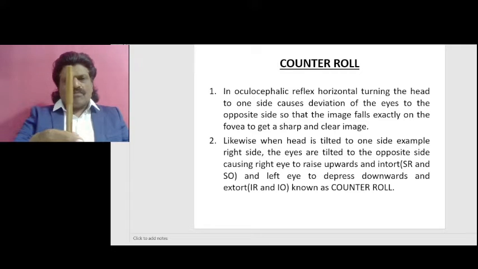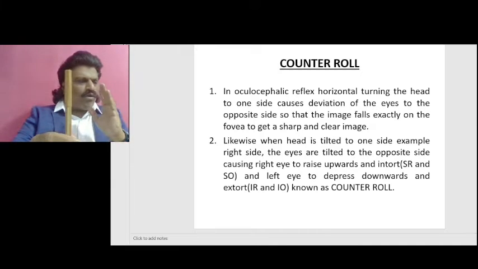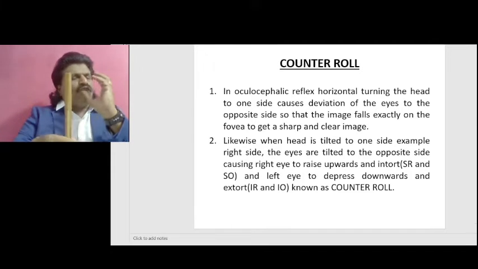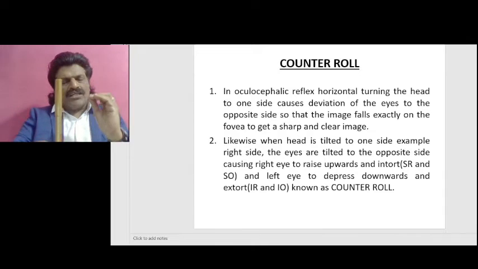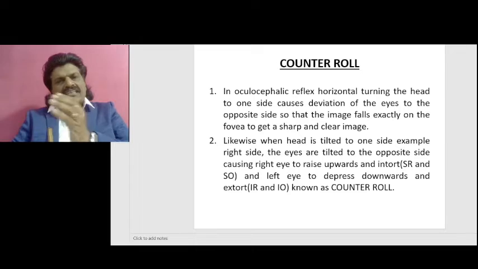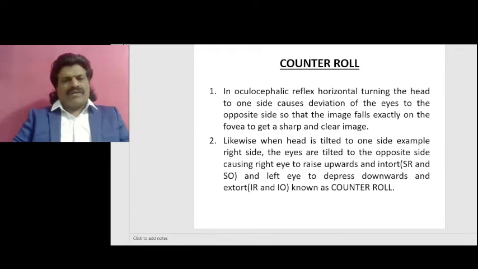So when I keep the object in front of me and I look at it, the image falls on the macula, it is sharp and clear. But when I turn my head to the left, the eyes also should not move along with my head to the left. The eyes should move to the opposite side so that the image still falls on the macula and the image is sharp. So this is known as oculocephalic reflex, the horizontal movement of the eyes in the direction opposite to the head movement.